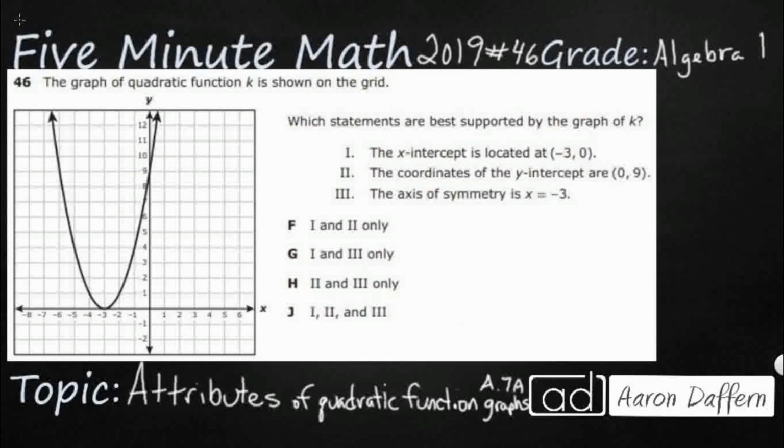So, we have a graph of a quadratic function k shown here, and we've got three statements here. It can be 1 and 2, 1 and 3, 2 and 3, or 1, 2, and 3. All right, so let's see what we're looking at here. Statement 1 says the x-intercept is located at -3, 0.